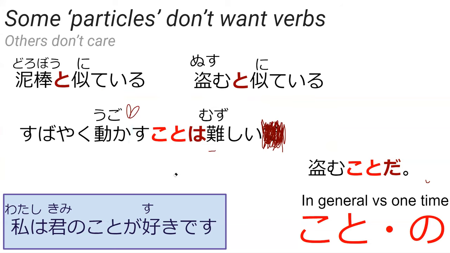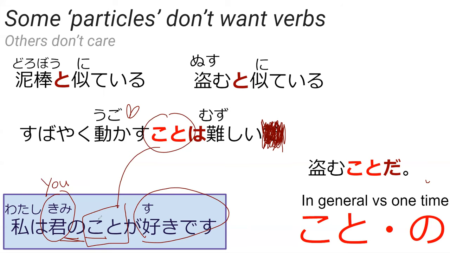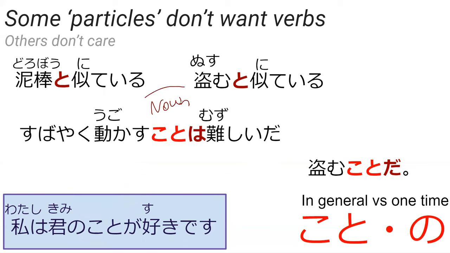Earlier you made a point that koto doesn't go after nouns, right? Koto can go after nouns. So right here, kimi is a noun. It means you. So kimi no koto means I love you. Specifically, koto is a noun. And we haven't learned this yet, but subayaku ugokasu is actually a relative clause.